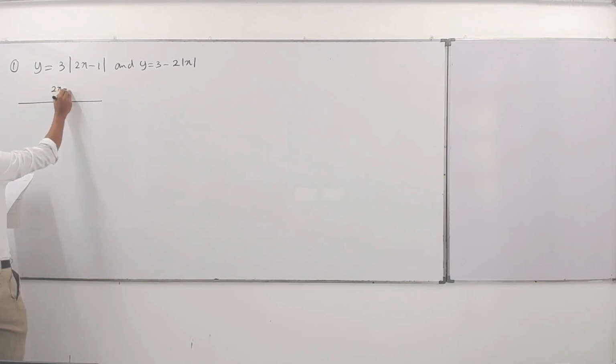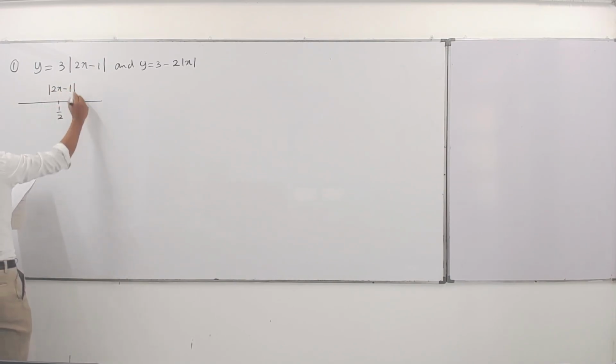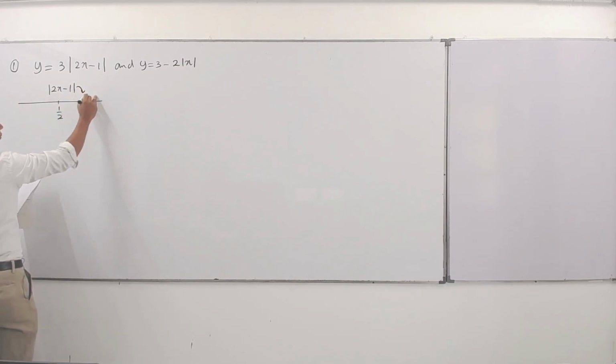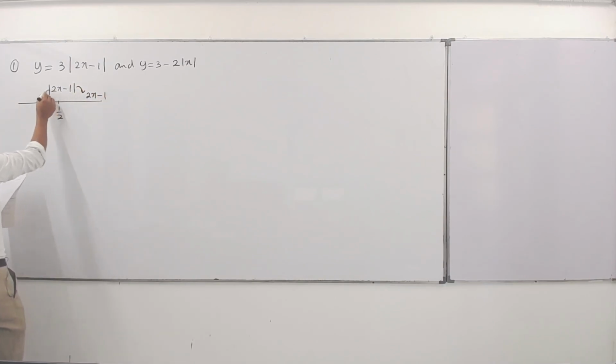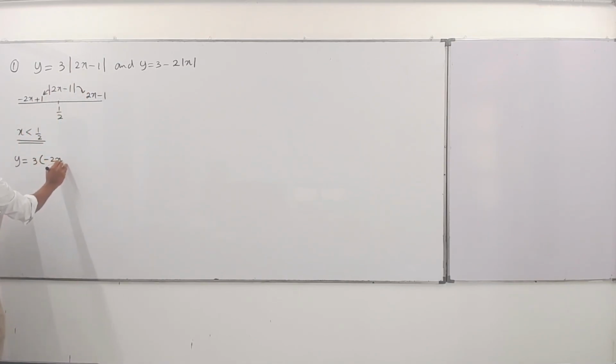Then 2x minus 1 modulus: on the right of half it is 2x minus 1. Left of half, it is multiplied by a minus sign, no? Minus 2x plus 1. Then the equations: when x is less than half, I can take y equals 3 times that, on the left of half. This gives y equals minus 6x plus 3.